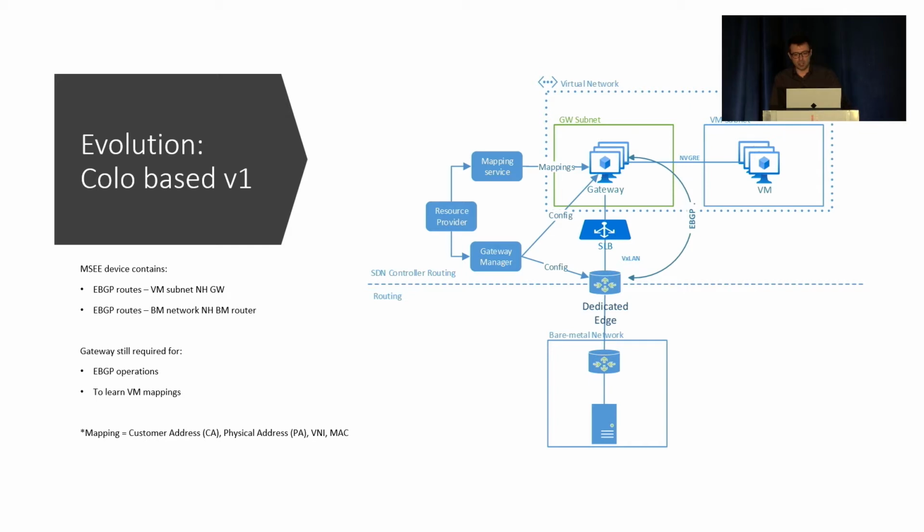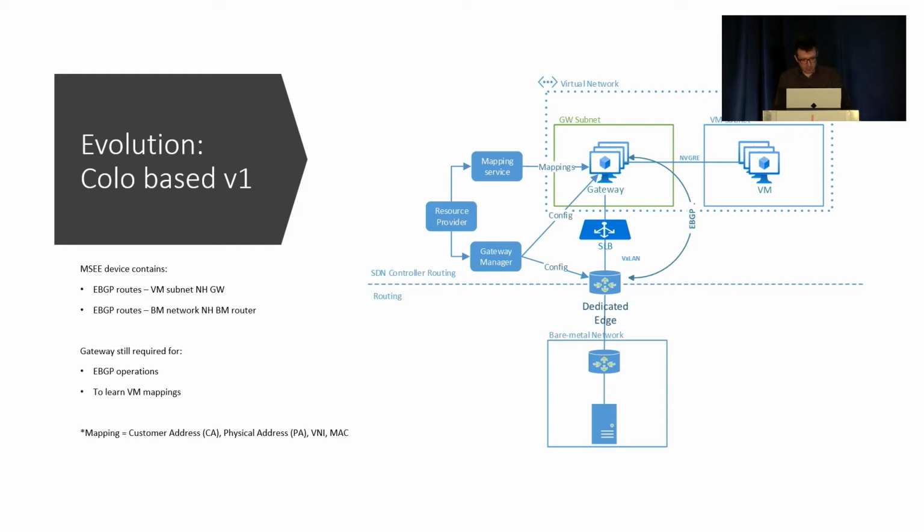Here we can see the first generation of network topology for colo-based VM and bare metal communication. So the bare metal network communicates through the gateway via the dedicated edge, and the gateway advertises its VIPs through a software load balancer, SLB. The gateway and the VM reside in the same network but separate subnets, and everything on top of the line at the dedicated edge is SDN controlled, with the communication from dedicated edge to gateway being VXLAN and from gateway to VM being NVGRE.